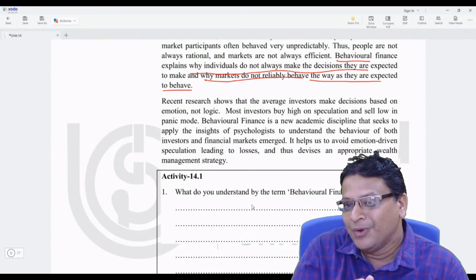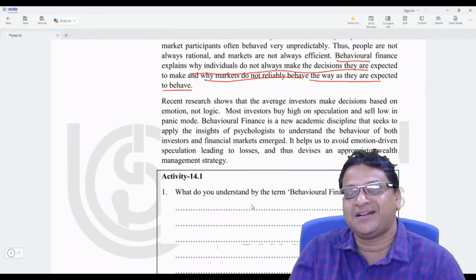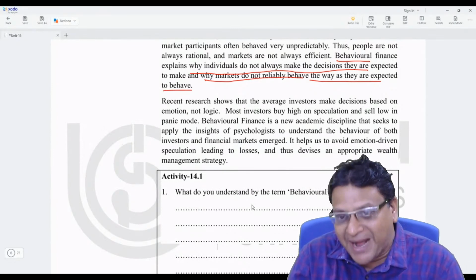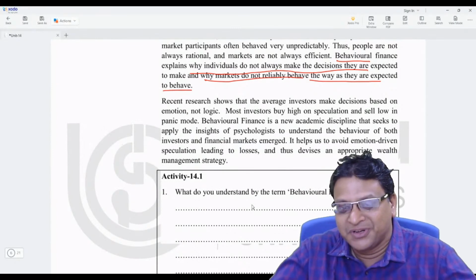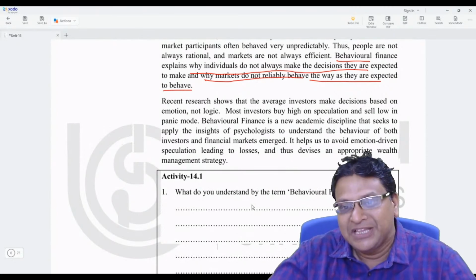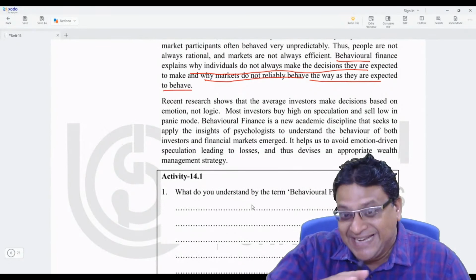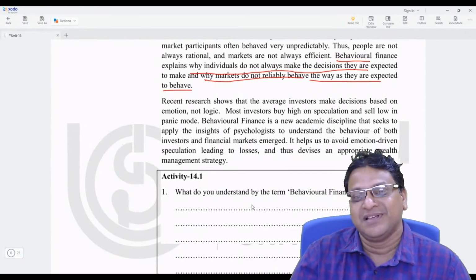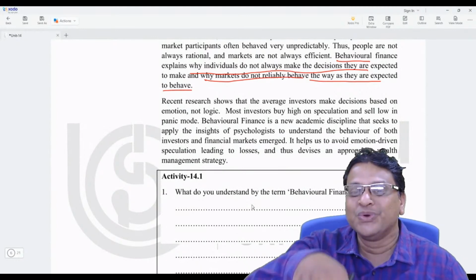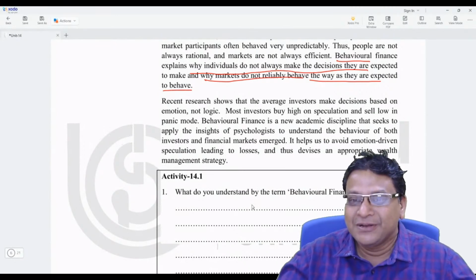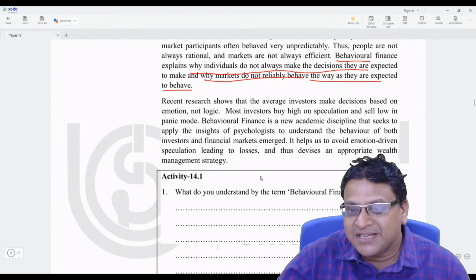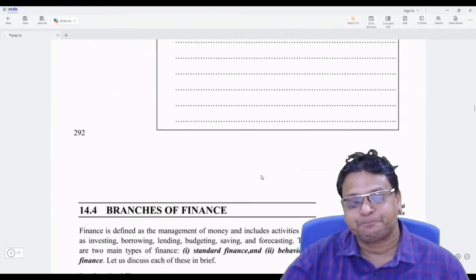What can we do? Better to invest in the market. If you cannot beat the market, better buy the market. Flow with the flow of the market. That means you should invest in index-based products, in index ETFs, where you flow with the swings of the market. So we are discussing behavioral finance.